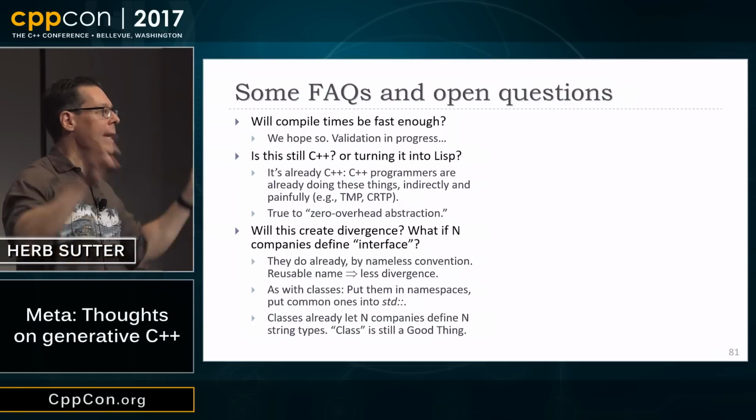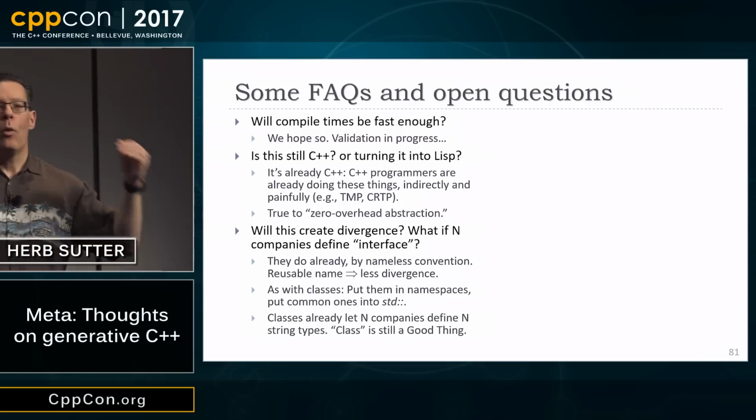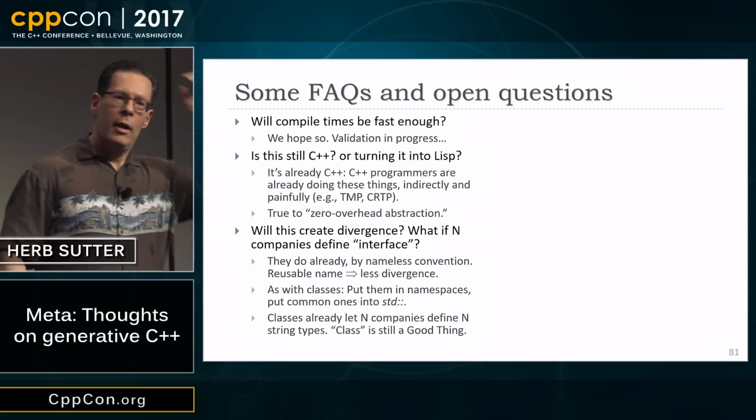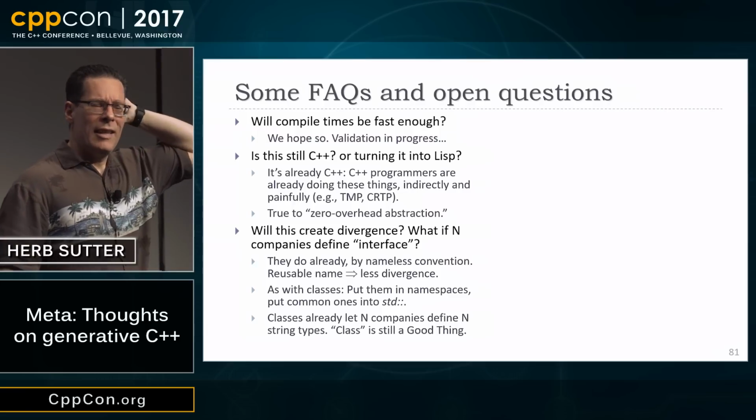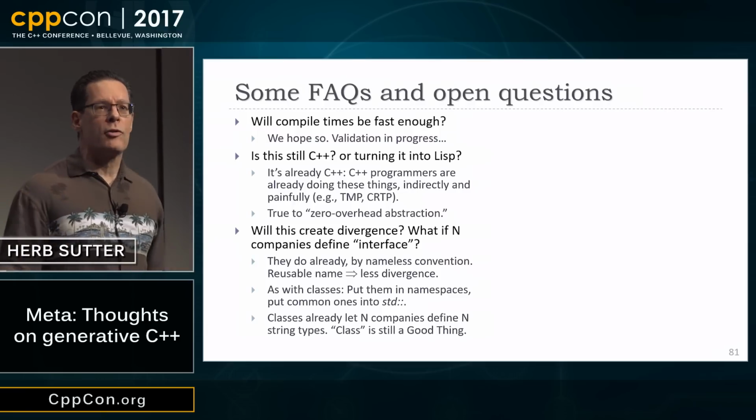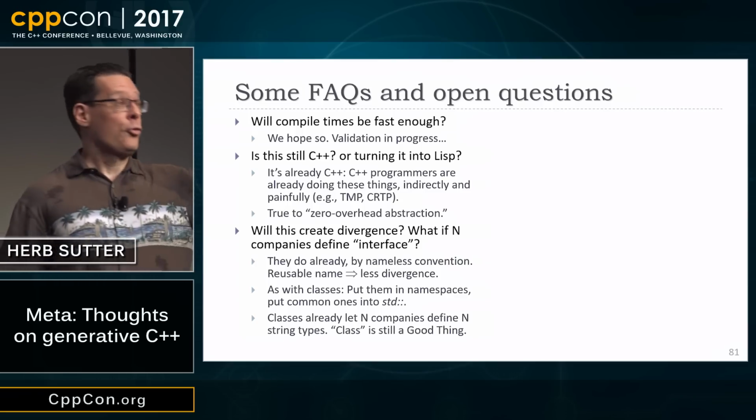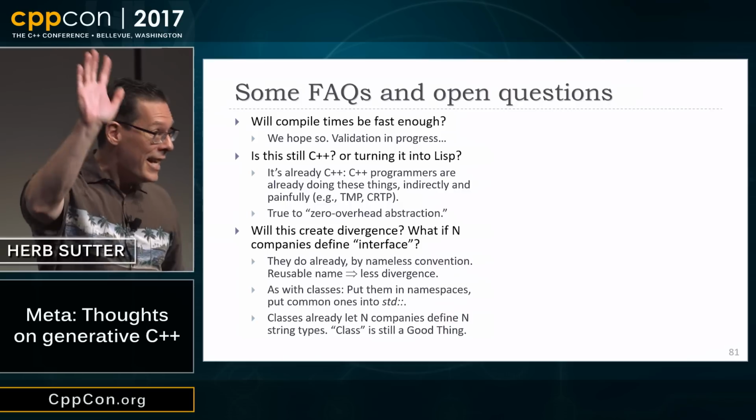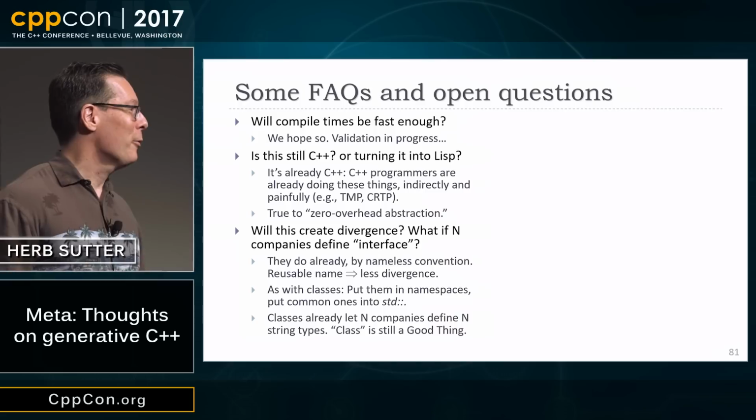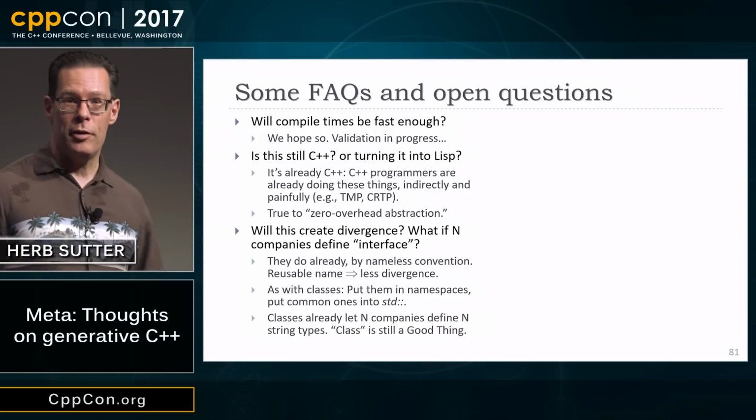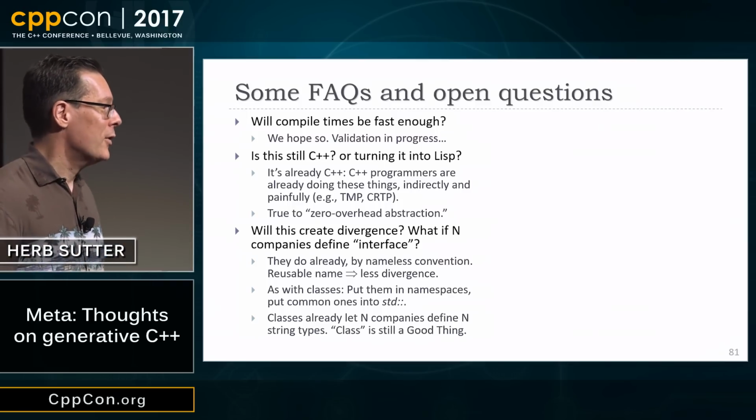Will this create divergence? What if n companies define interface? Absolutely. When Bjarne gave us classes, what if a C programmer had said to you, oh darn, but classes, people can write their own data types? That way lies madness. I mean, everybody might write their own string type. True, they did. But classes are still useful, and we could not live without them. And they still have driven a generation of the industry into far larger and productive and scalable systems.